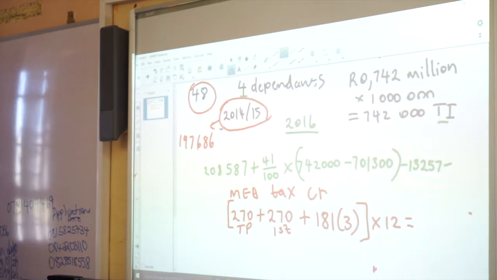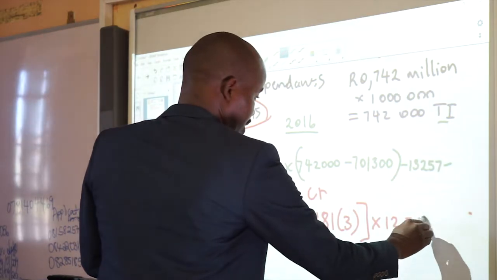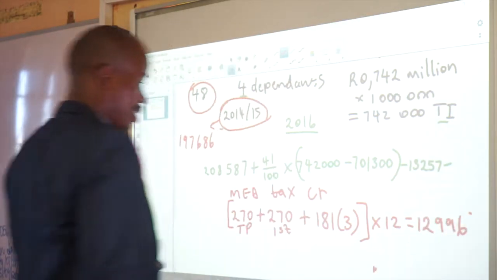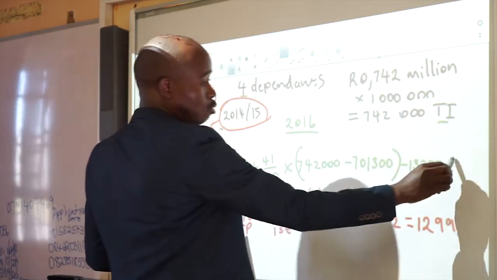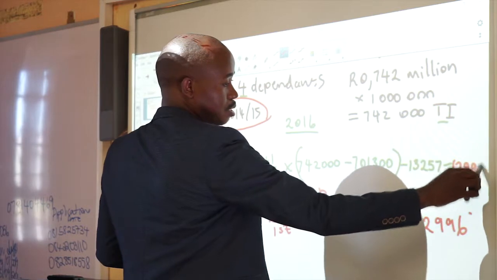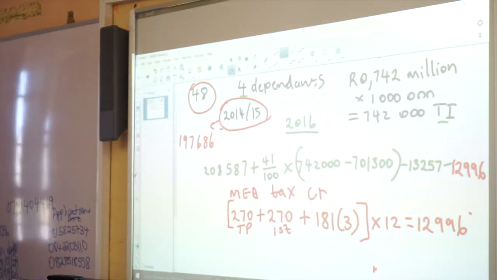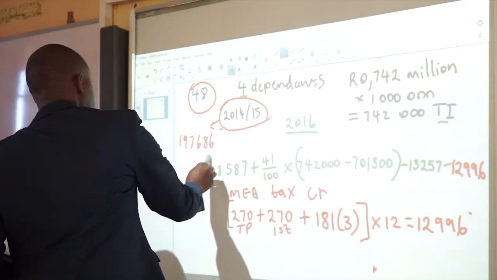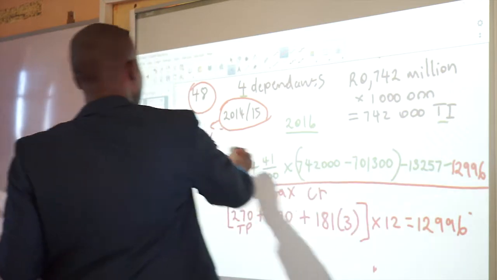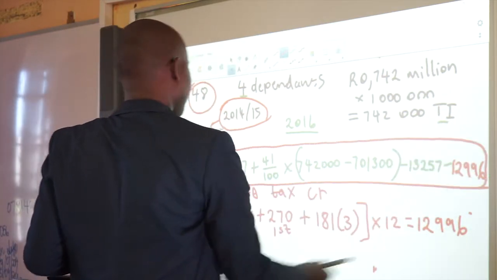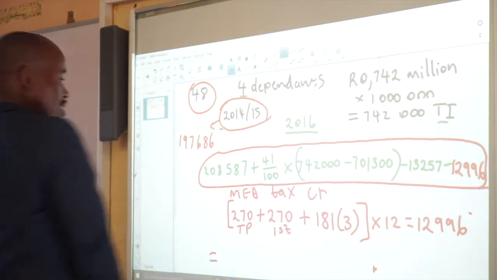So the medical tax credit in total, when multiplied by 12, how much is it? Oh, sorry, 12,996, thank you. Right, this is the medical tax credit that we subtract from our calculation, the one that has been multiplied by 12. So let's do this whole calculation and find out the annual tax payable for the 2016 tax year.